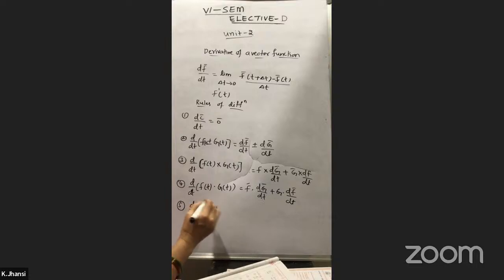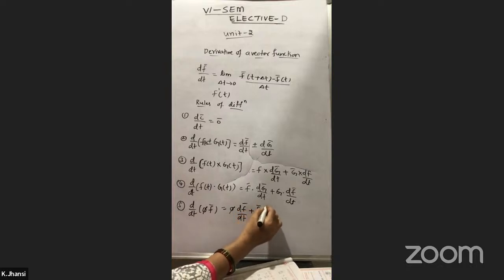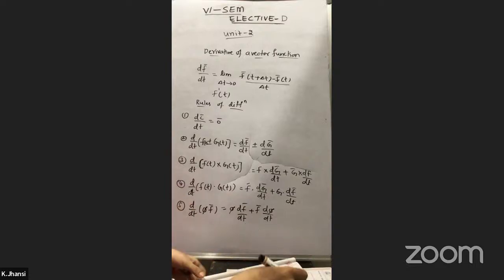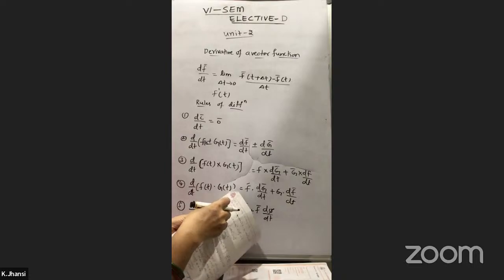Okay. Next, if you have the pi, that is d by dt of pi into any vector f is equal to pi into df by dt plus f into d pi by dt. Okay. And even f dot g cross h. So these rules are also there. You can see those rules from the textbook. So first, these 1 to 5 rules are important for solving the problems.